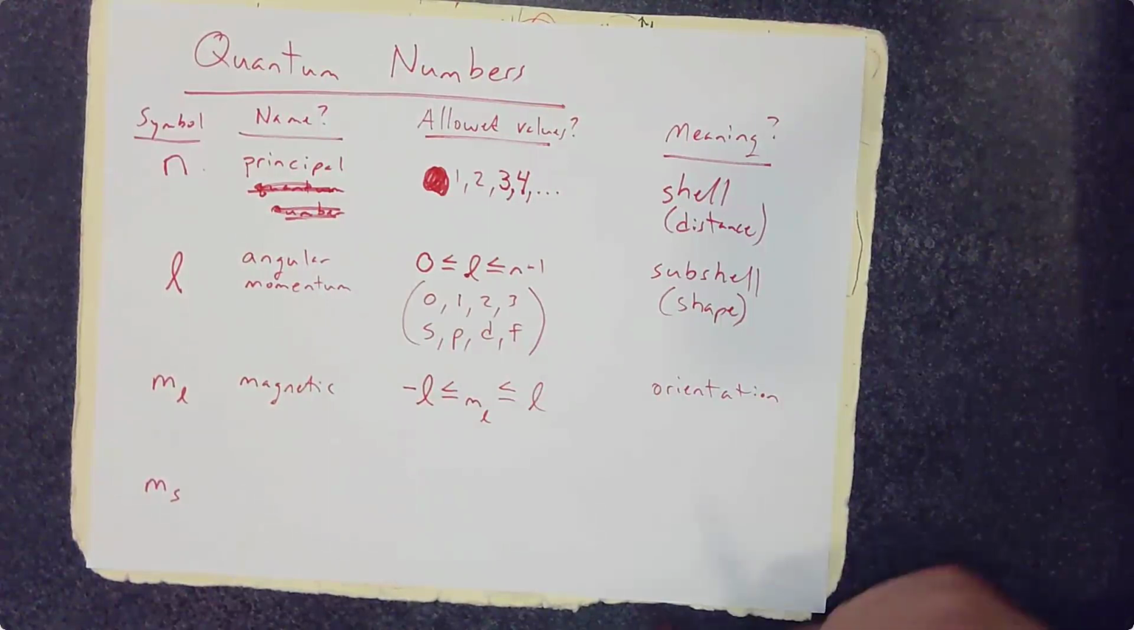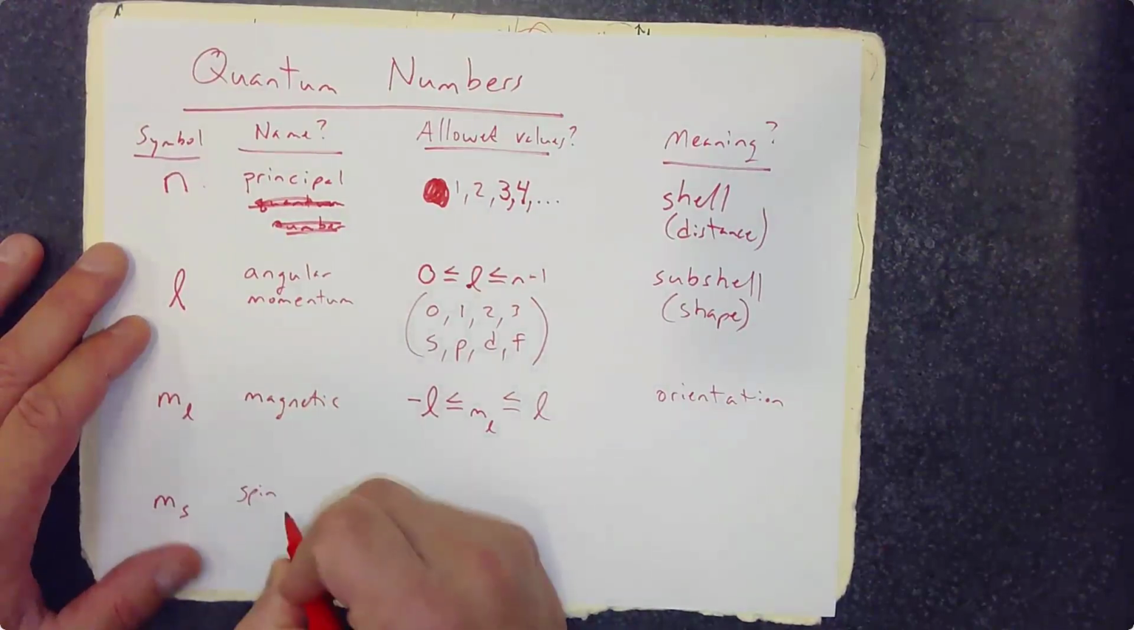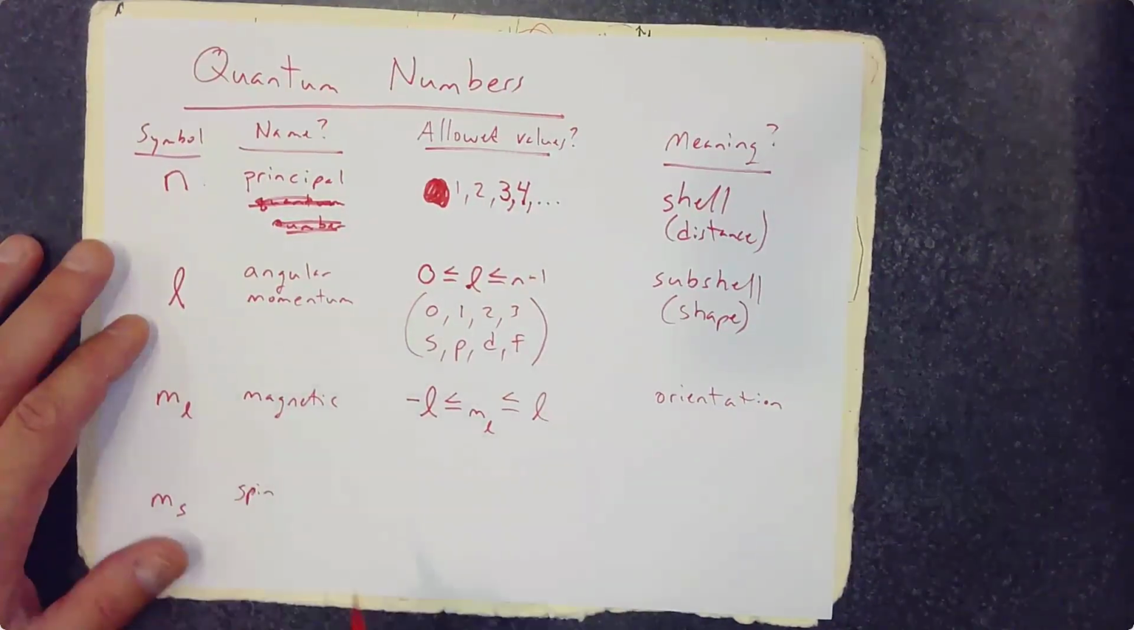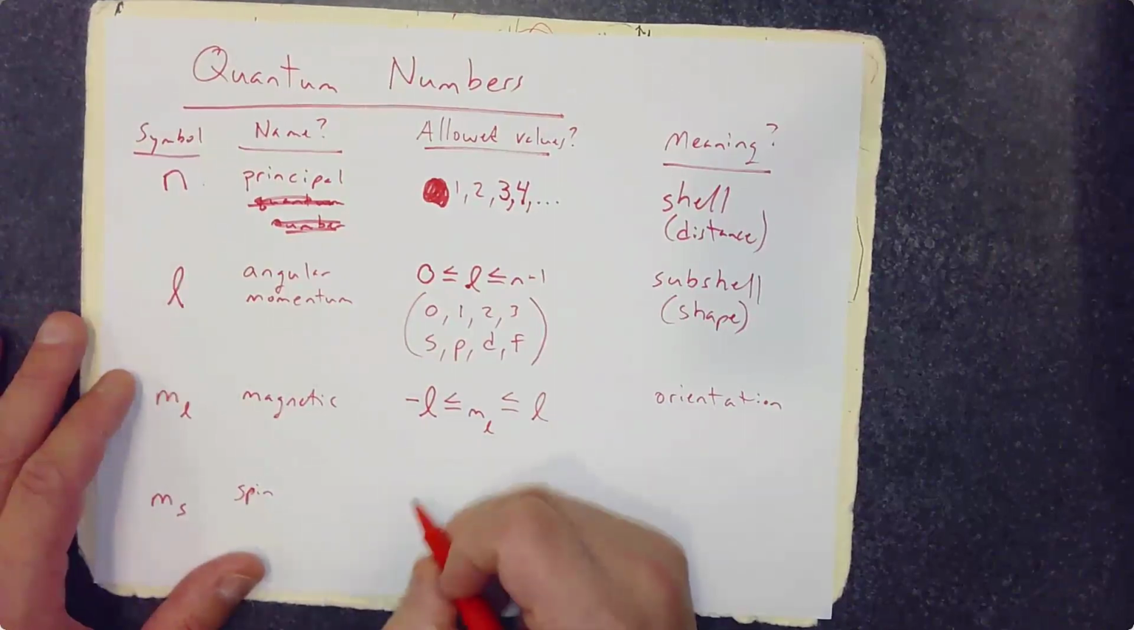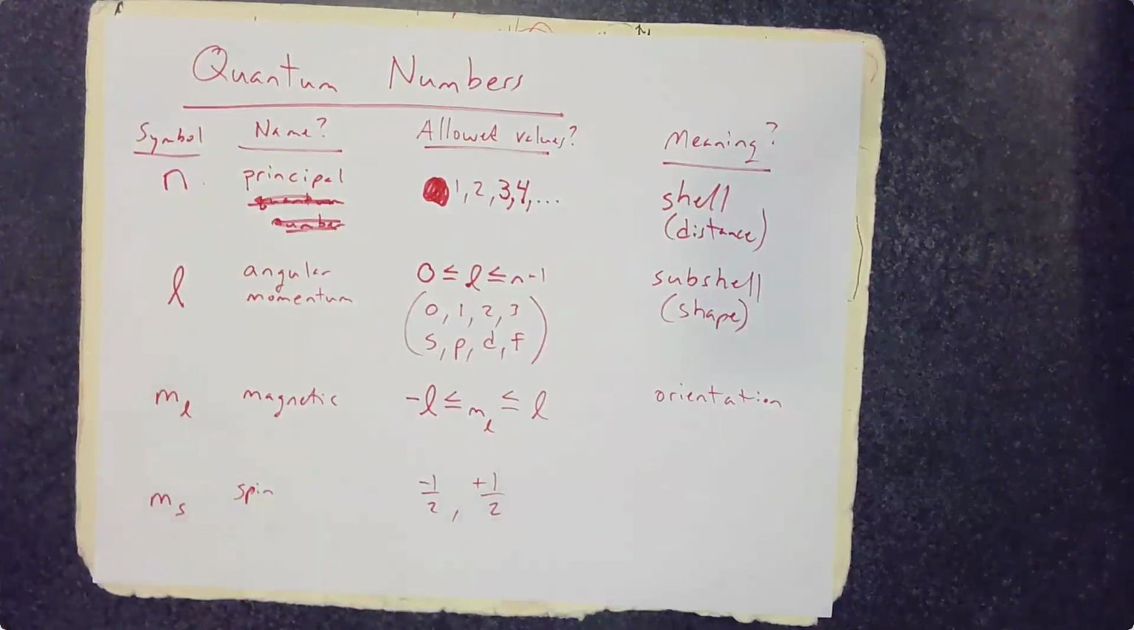And finally, there's the spin quantum number. Spin is always either equal to minus 1/2 or plus 1/2. Those are the only 2 values it can have. It doesn't matter what n value you're talking about. It doesn't matter what L or m sub L you're talking about.